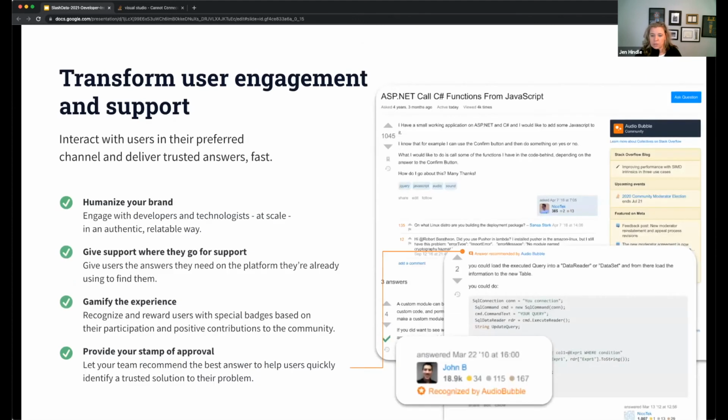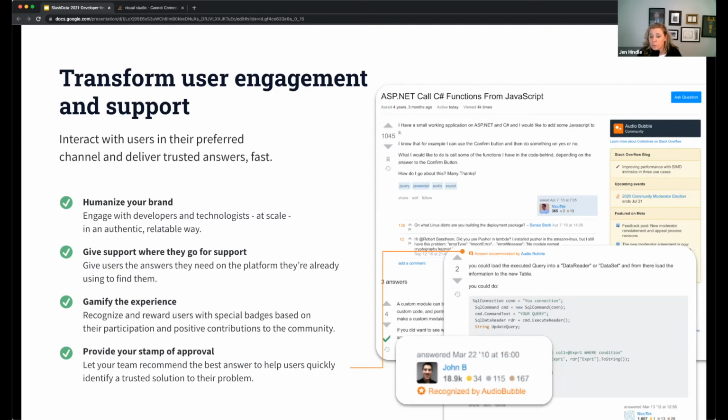David, mind? Thanks. And as we talked about, it can really help you transform user engagement and support. So again, thinking about interacting with your users and their preferred channel and delivering trusted answers faster. That's the need of the developer, right? They want to find the answer that they're looking for so they can get back to the task at hand. And in doing so, and in this way, through collectives, you're able to really humanize your brand a bit more. So you're engaging with developers and technologists at scale in a more authentic and relatable way.